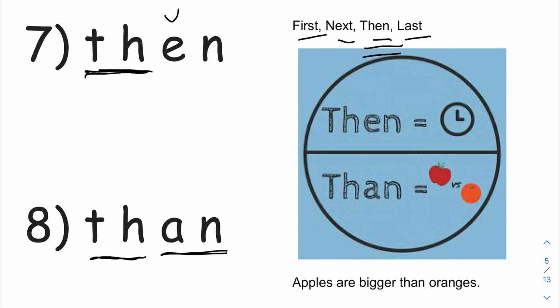This next one, number 8, they're comparing stuff. So if it's the apple and the orange, one is bigger than the other, smaller than, faster than. So anytime you're comparing, that versus, you're going to use the A-N.